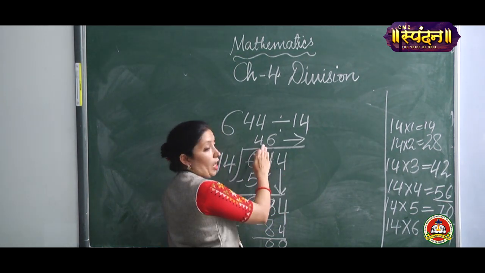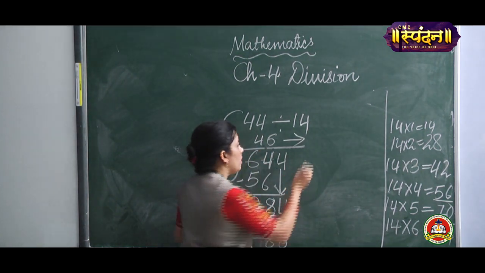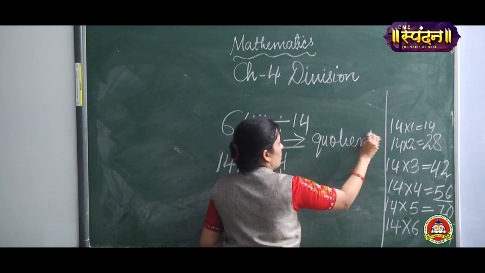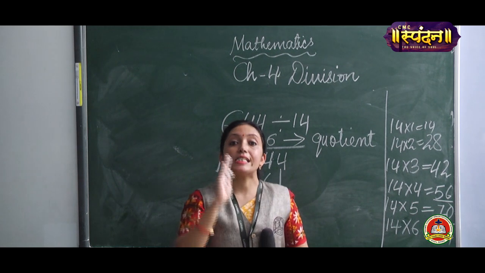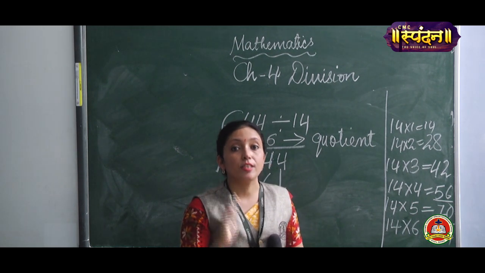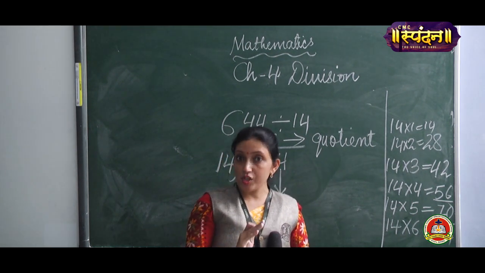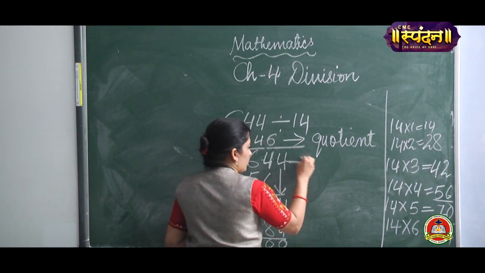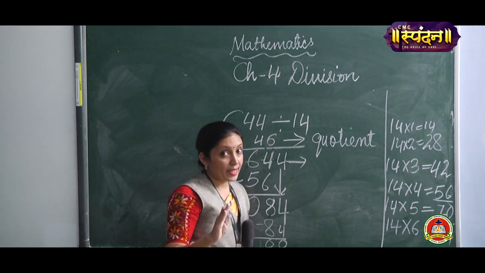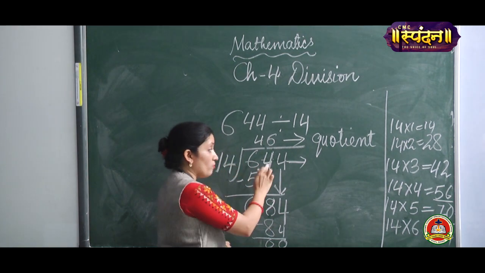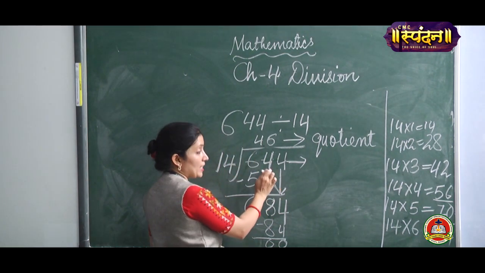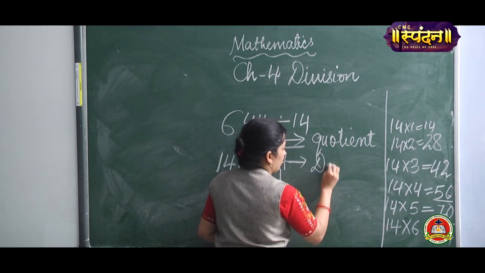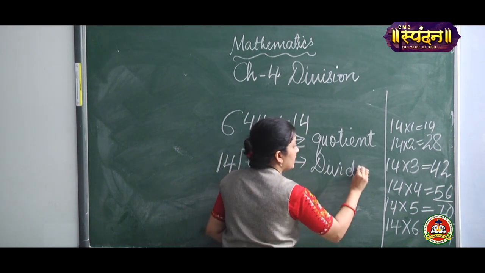This is your answer. What is your answer called? Answer is always called quotient. Quotient. Answer is called quotient. In division, answer is called as quotient. Okay. The number which you are dividing, like this one, the inside one, is called as dividend. Dividend.